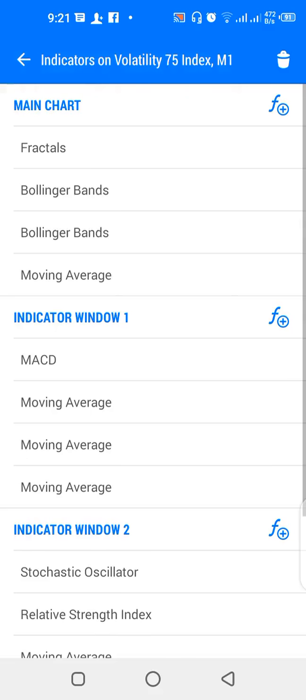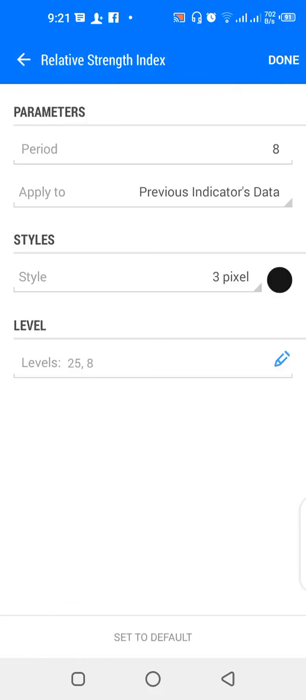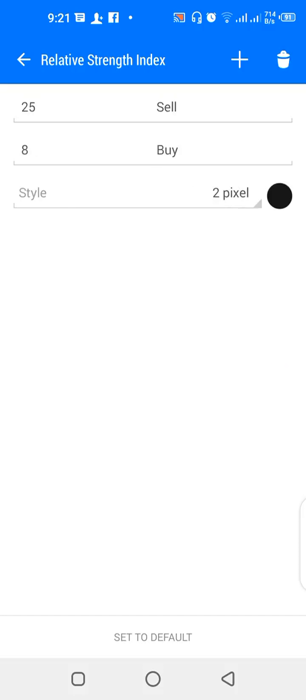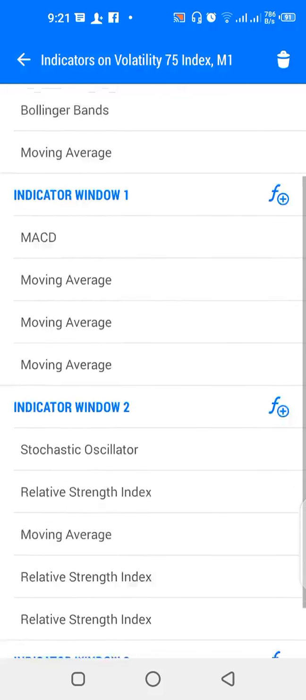Then lastly, on indicator window 2, we have another relative strength index. The period is 8, applied to previous indicators data. Color is black. The levels, we have 25 and 8. Color is black. So that's that for indicator window 2.